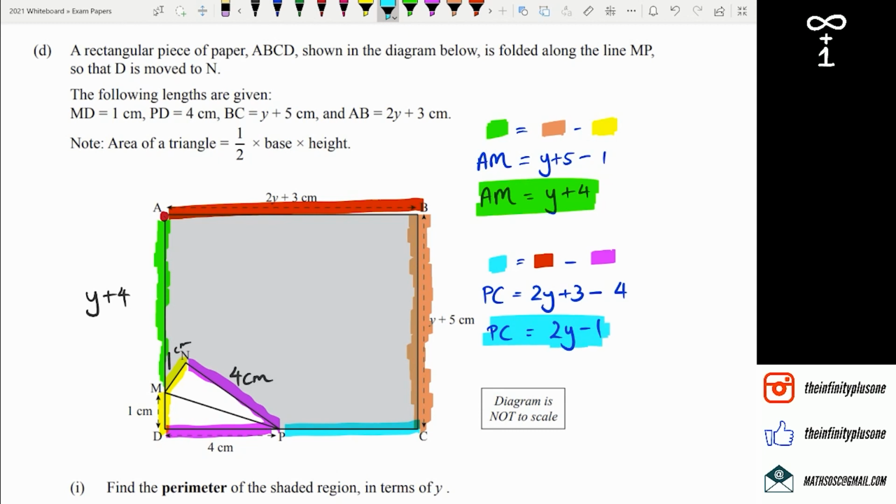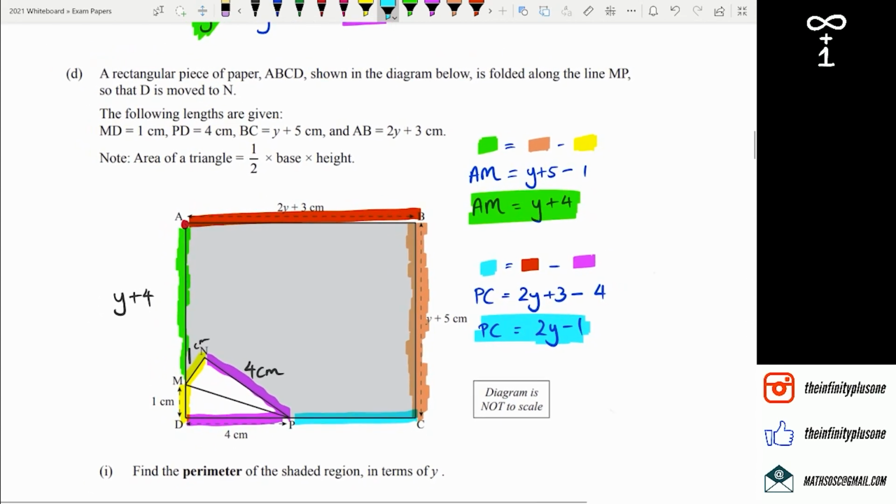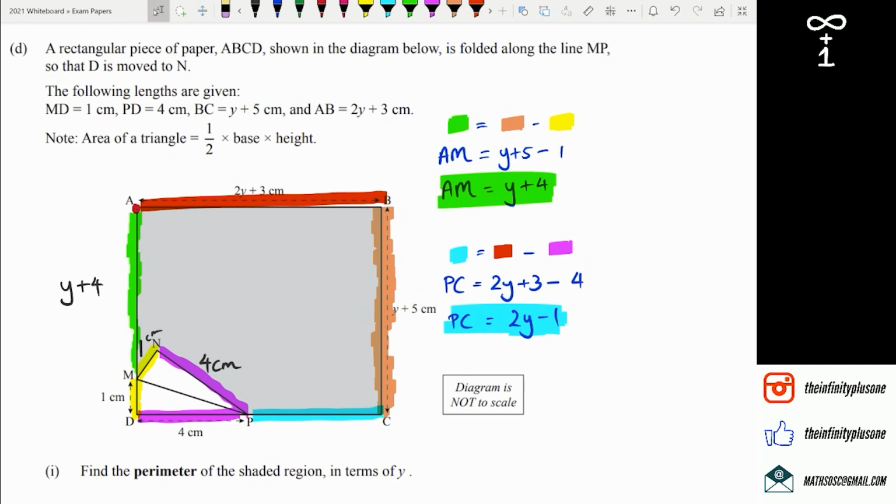All right, so now that we actually have that, this question is a bit annoying, but I'll show you guys both ways to do this, just because we have a bit of time, all right? So let's add up all of our sides. If we're going to add up our sides, I'm going to start at point A. I've got 2y plus 3 plus y plus 5. Then the blue part is 2y minus 1. Then I've got the 4 centimeters. Then I've got 1 centimeter. And then I've got y plus 4.